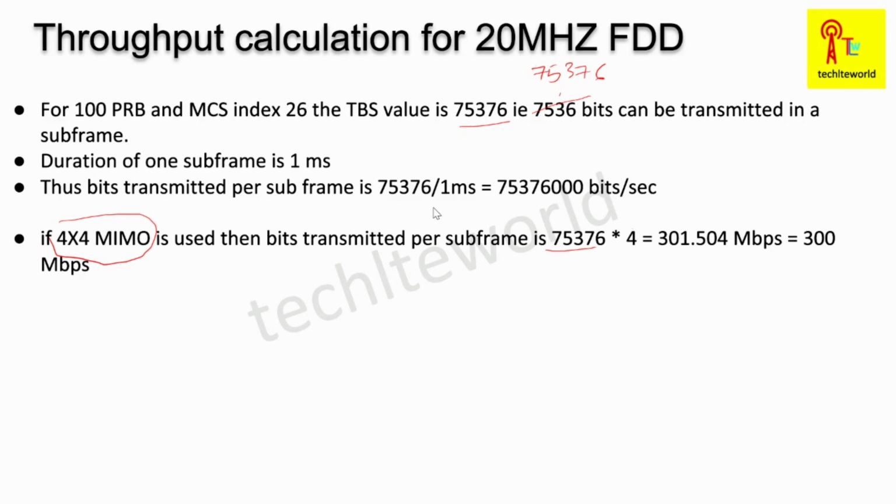But here we have used the TBS table, or you can say the MCS table, for the calculation. And in the previous method, we haven't used any table, right? But both of them have led us to the same value of throughput for the same antenna configuration, right?